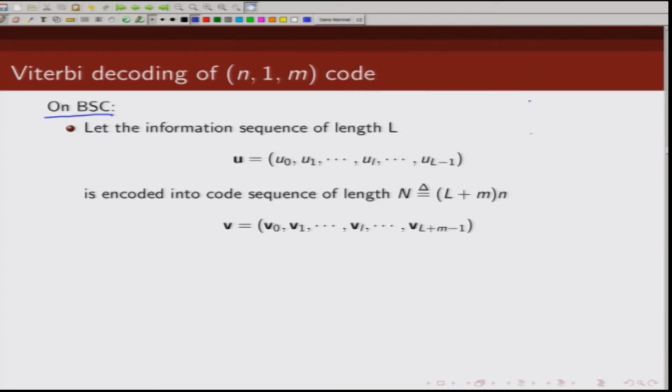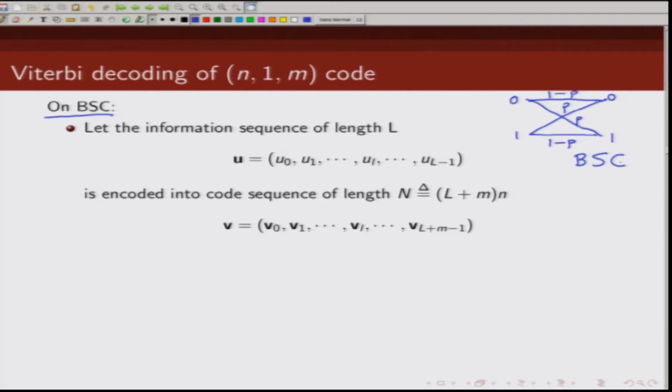We have 2 inputs, 0 and 1. Similarly, we have 2 outputs, 0 and 1. There is a 1 minus p probability of getting the bits correctly, and then there is a crossover probability p of bits getting flipped. So, this is our binary symmetric channel.